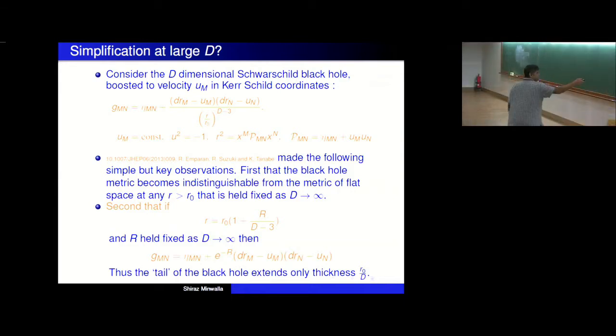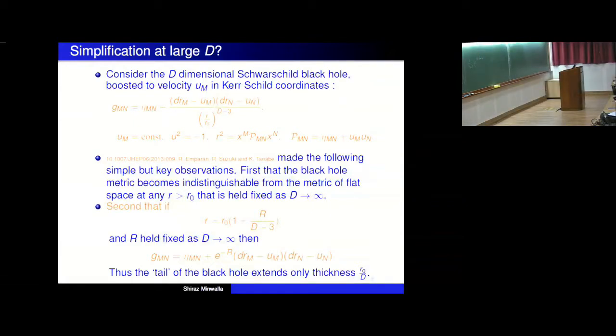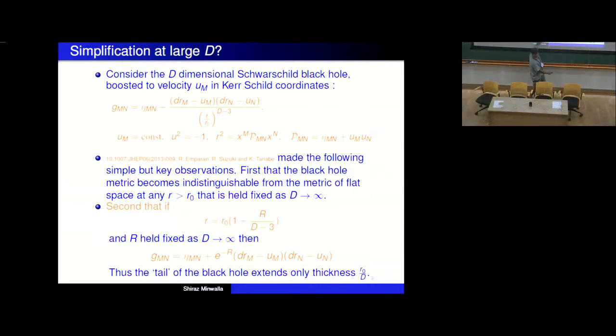The second thing they noticed is this. They asked the question, how near do you have to go to the black hole before you start seeing that this is a black hole rather than Minkowski space? In order to answer that question, you do this change of coordinates. Let r equals r_0, the Schwarzschild radius, times 1 plus capital R by d minus 3, and keep capital R fixed while taking d to infinity, instead of keeping r fixed as we did before. And when you do that, the metric becomes this guy, Minkowski plus some deviation that is now not 0.